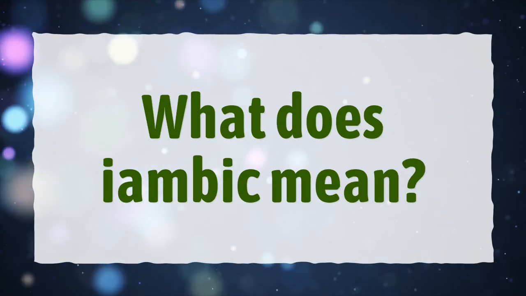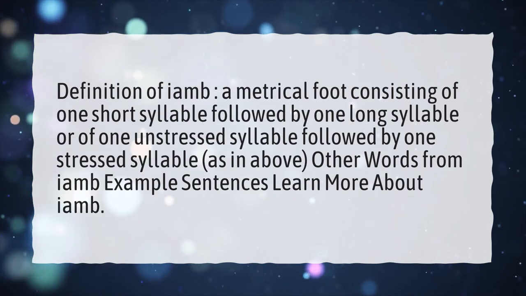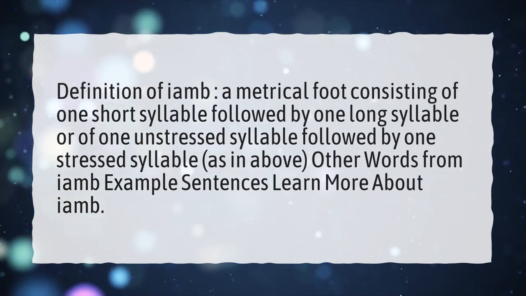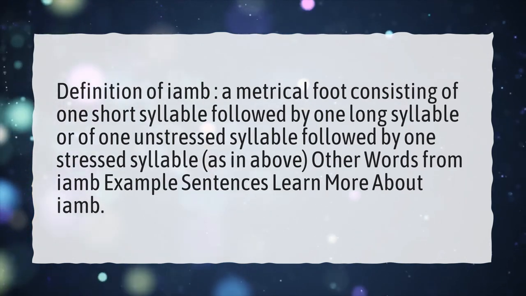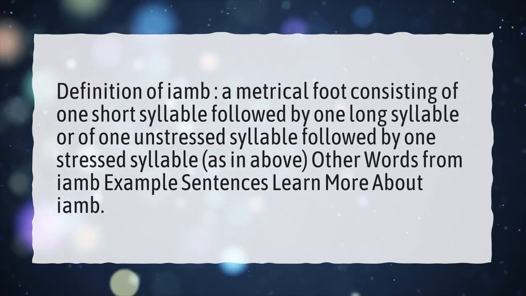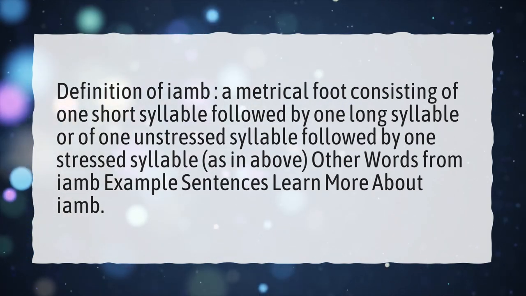What does iambic mean? Definition of iamb: a metrical foot consisting of one short syllable followed by one long syllable, or of one unstressed syllable followed by one stressed syllable. As in above, other words from iamb, example sentences. Learn more about iamb.